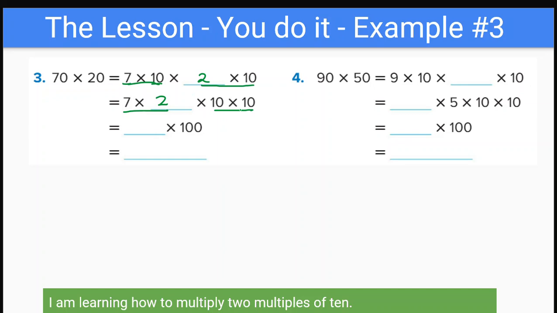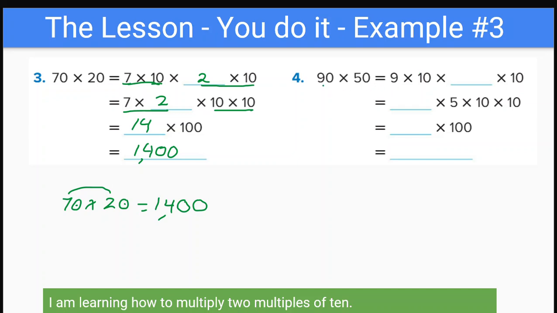You can do this in whatever order you want. 7 times 2 is 14. 10 times 10 is 100. That's 14 times 100, and that's 1400, right? You could do it like that. Me, I would have done it like this. 70 times 20. I would have gone 7 times 2. That's 14. 1 zero here and 1 zero here, so I put 1 zero here and 1 zero here, and that equals 1400. You can do it how you like.